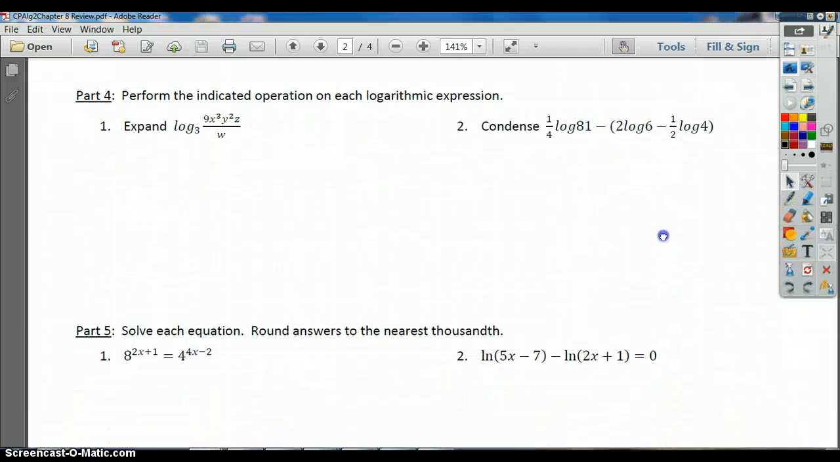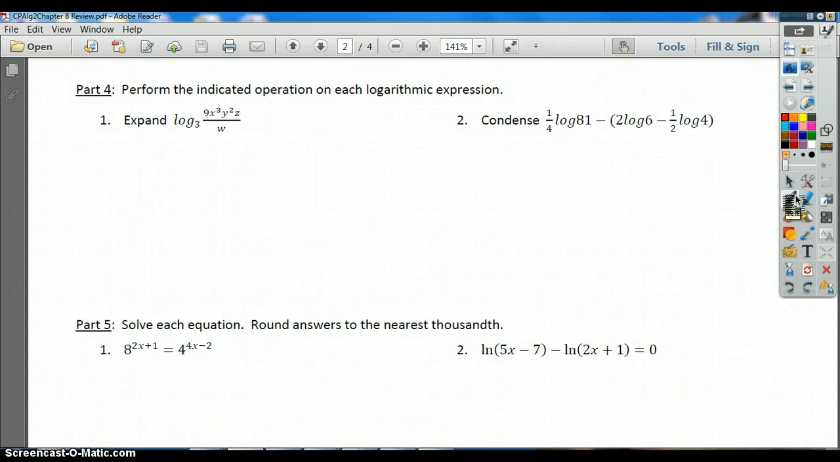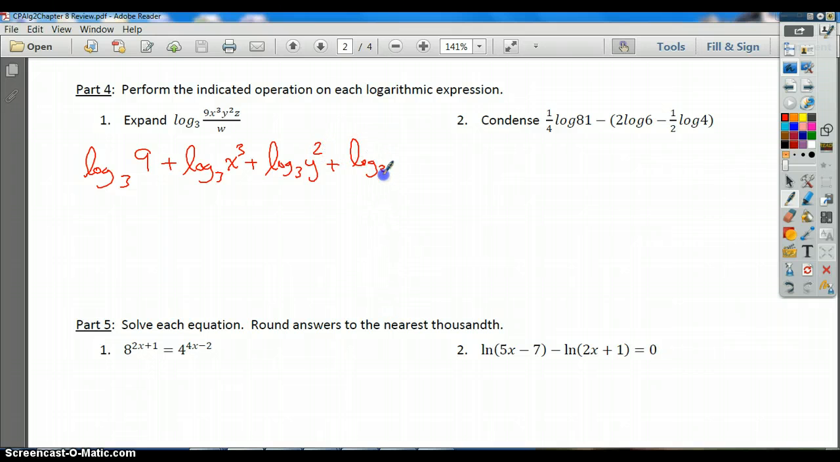Moving to the back. Perform the indicated operation and write it into a logarithmic expression. So what they're asking you to do is basically this. This is log base 3 of 9 plus log base 3 of x cubed plus log base 3 of y squared plus log base 3 of z, minus log base 3 of w.